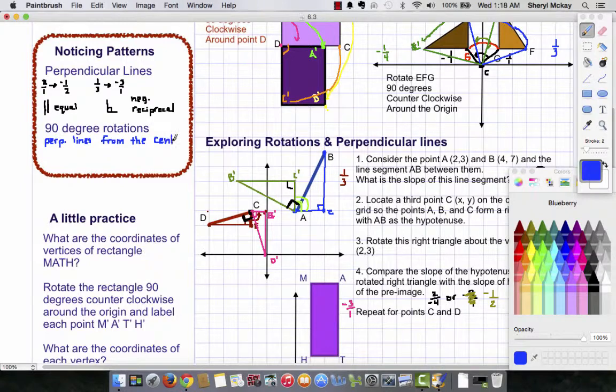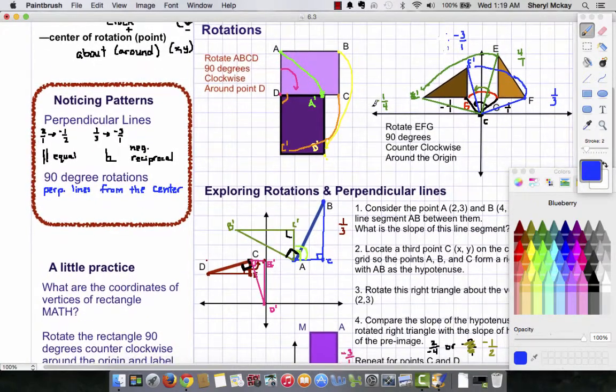So you can always rotate something 90 degrees, and you don't have to try to shift your paper. You just have to think about the slopes of your lines. Figure out the slope from the center to one point. Take the negative reciprocal, and from that center point, use the negative reciprocal slope to find the other point. You can do that with each of your points and then connect them, and you've rotated it.